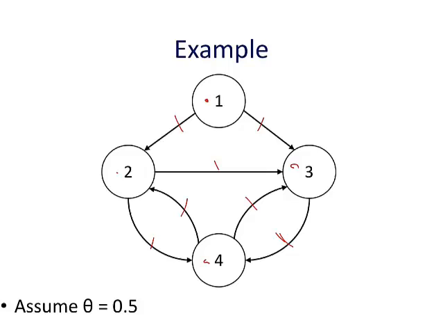We're going to assume that theta is 0.5, or that we have 50% randomization, meaning that 50% of the time we're actually going to follow the graph, making our decisions as our random web surfer, as we considered before, on our computer. And 50% of the time we're just going to jump to random nodes throughout the graph.